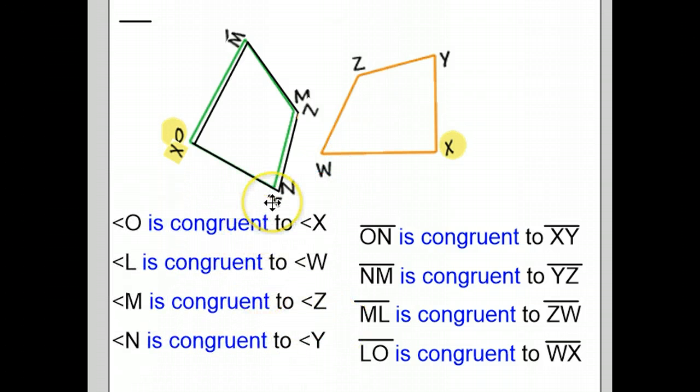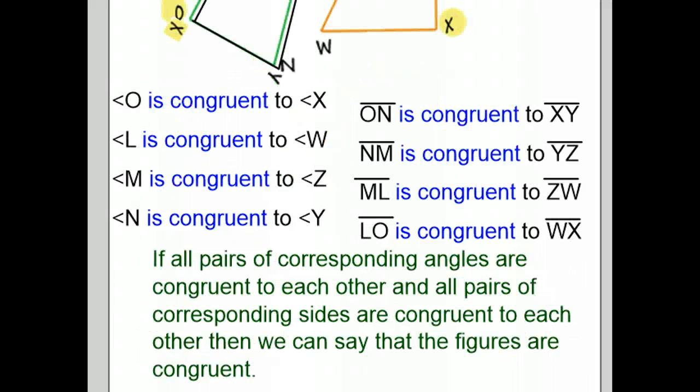And if we can prove that all pairs of corresponding angles are congruent to each other and all pairs of corresponding sides are congruent, then we can prove that the two figures or shapes are congruent to one another. So that's important to note. It's not just one thing for the figures to look congruent.